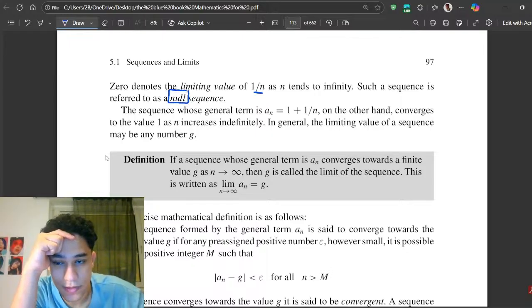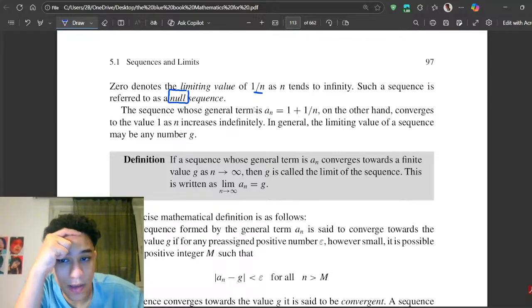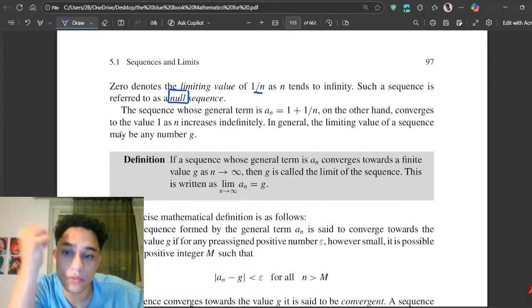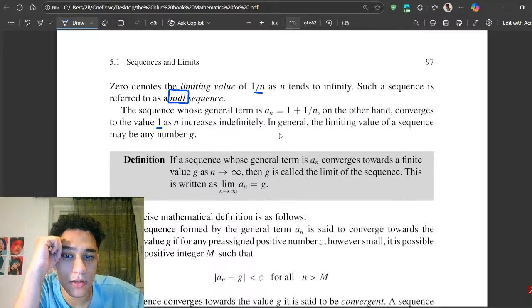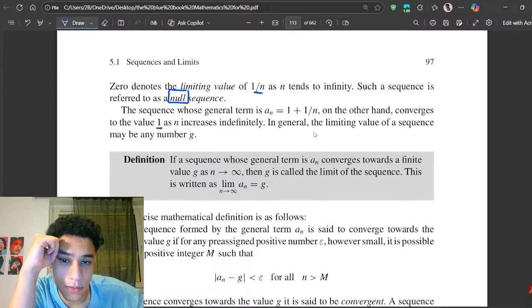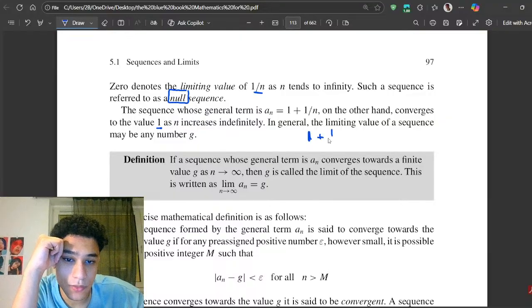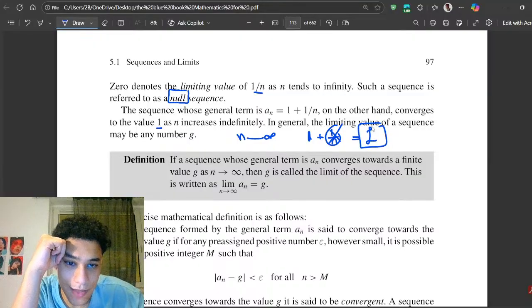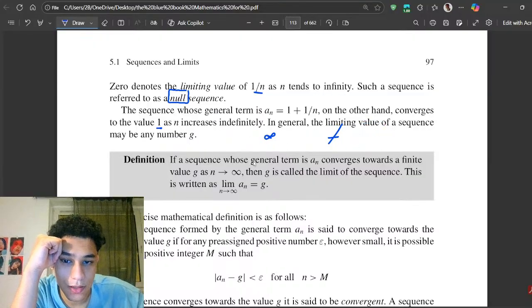Null sequence. That's a good name. But it's going to be null, I guess. The sequence whose general term is an equals 1 plus 1 over n, on the other hand, converges to the value 1 as n increases indefinitely, which is its limiting value. That's because 1 over n goes to 0 as n goes to infinity, so it's going to be equal to 1. This is the end result when n is going to infinity.